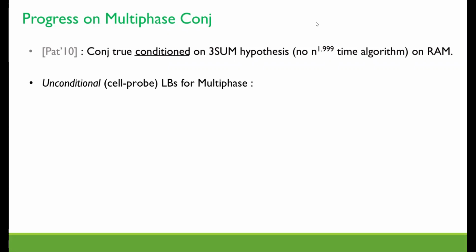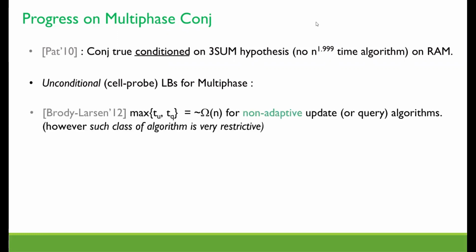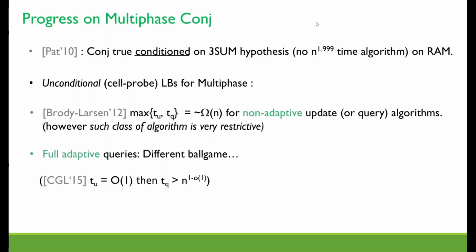But for unconditional lower bounds, we only know of non-adaptive update or query algorithms, but such a class of algorithms is very restrictive. For fully adaptive queries, the known trade-off is merely constant update time versus a near-linear lower bound. Therefore, we are very far from proving the full conjecture.